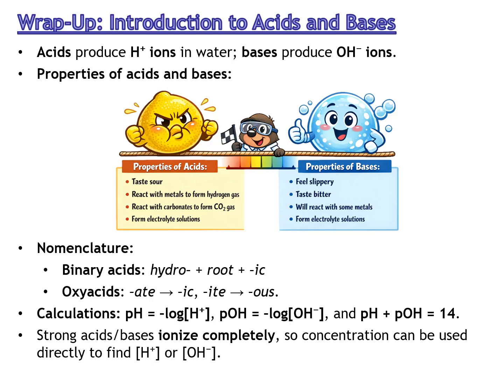And then what I've been talking about so far are all strong acids. They make the math easy because they ionize completely, which allows us to use the concentration of the initial acid directly to find H plus or OH minus. In the next lesson, we'll be looking at how to find pH or pOH if you have an equilibrium involved with your acid or base dissociation.